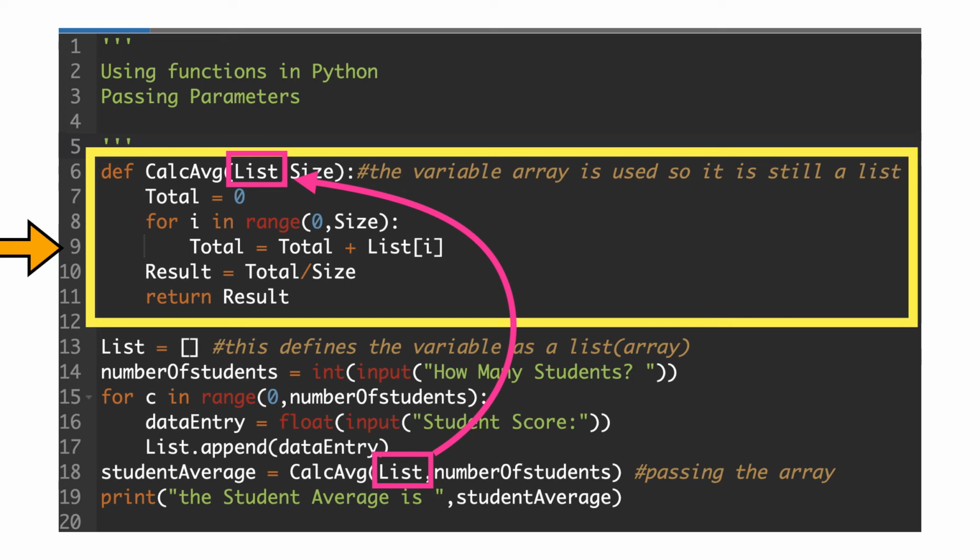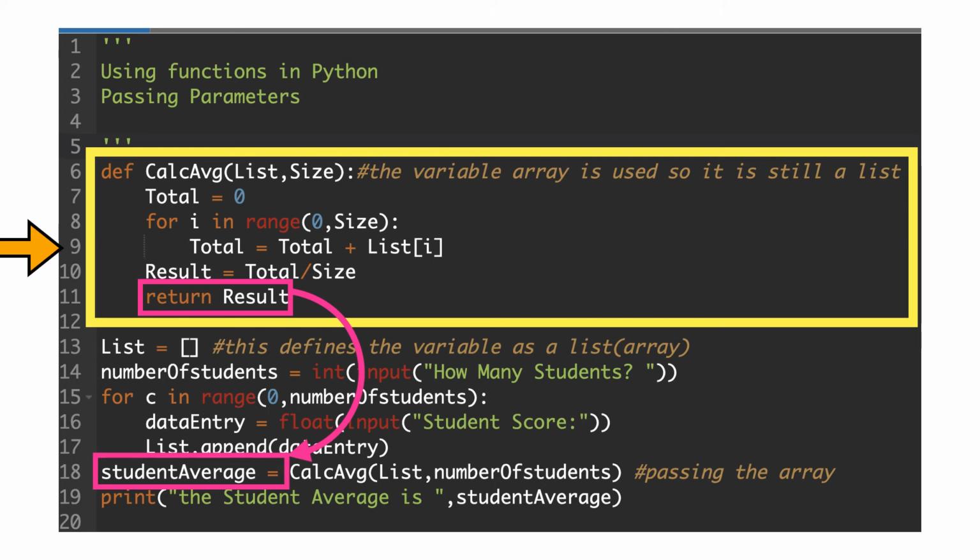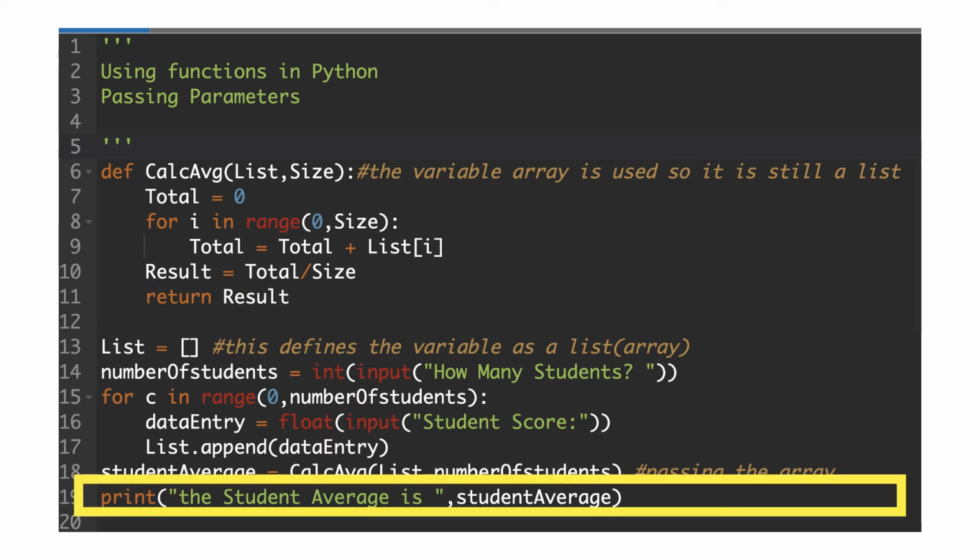And it goes through because it knows what list is, because list was sent to it when the parameters were passed, calling the function. The next, it does the calculation. It's simply the result equals whatever the total score is divided by the size of the class or the count of the students. And then lastly, it returns the result. So it says, I've calculated that. That's it. I'm finished with this function. Send that back. And the last line, it prints the student average, whatever the student average is, because that was what was returned.